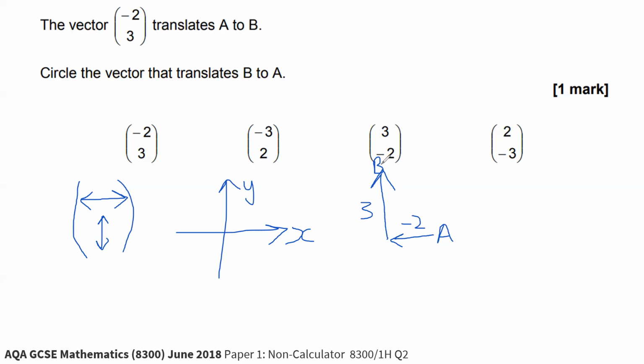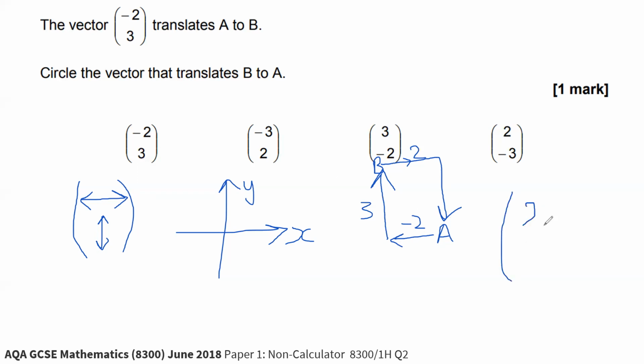So the best way to do this is to go along here and down here. So if we go along in this direction, again, we're moving in the x direction, so this will be the top number, and we're moving 2. So the opposite to the vector that we use to move from A to B.